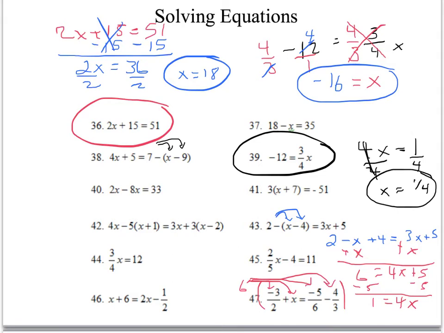You can do the same thing with number 46 if you so choose. If you don't like dealing with fractions, it makes the problem a lot easier. So go ahead and continue on with 36 through 47 on your loose leaf. Pause the video and then we'll move on.